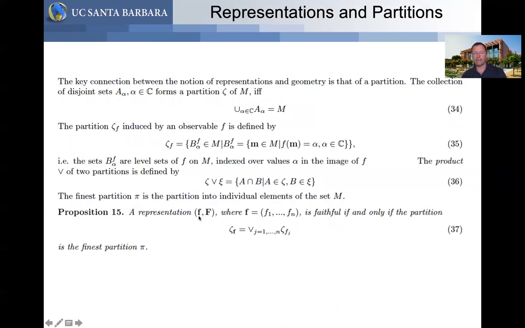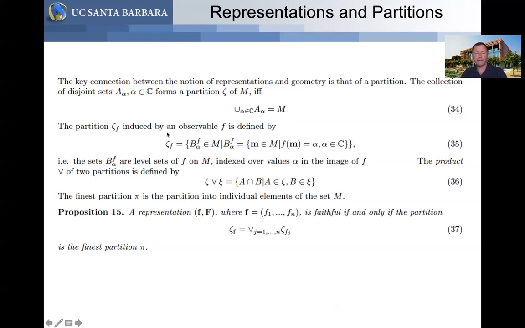So now the notion of representation and the geometry of dynamical systems are connected, and that connection is done by using the notion of a partition. So if we have a set M, then a collection of disjoint sets A_alpha, where alpha is an element of some index set, forms a partition, provided that the union of all these sets gives the full set M.